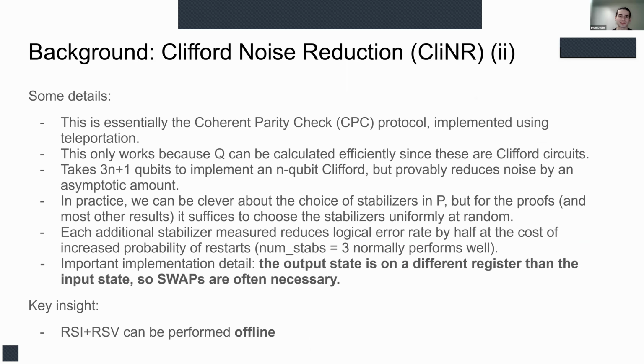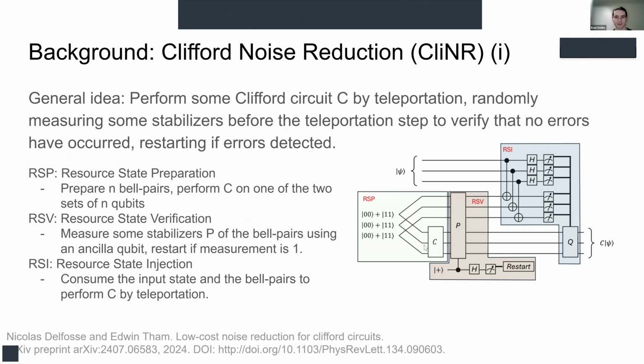You may recognize this as essentially the coherent parity check protocol, but adding teleportation into it. It's really just a pretty simple adaptation of that. Also, I mentioned it briefly, but because C is Clifford and all of this is Clifford, Q can be calculated efficiently. That's the only reason this works. If some parts of this are non-Clifford, then you wouldn't actually know what Q is, and then you'd have issues.